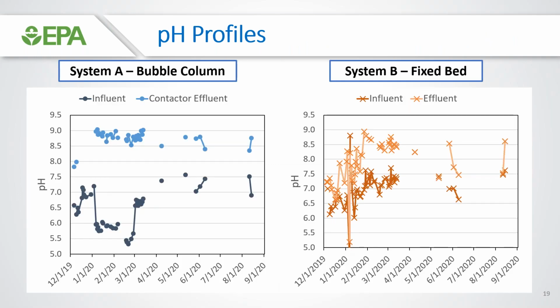So as we look at the pH profiles, since making adjustments to the influent, the pH coming into each system is between 7 and 7.5. And sometimes the pH in the effluent was up around 9, but more recently it's been around 8.5. So we're in a range, and we've been able to control the pH, which is good.